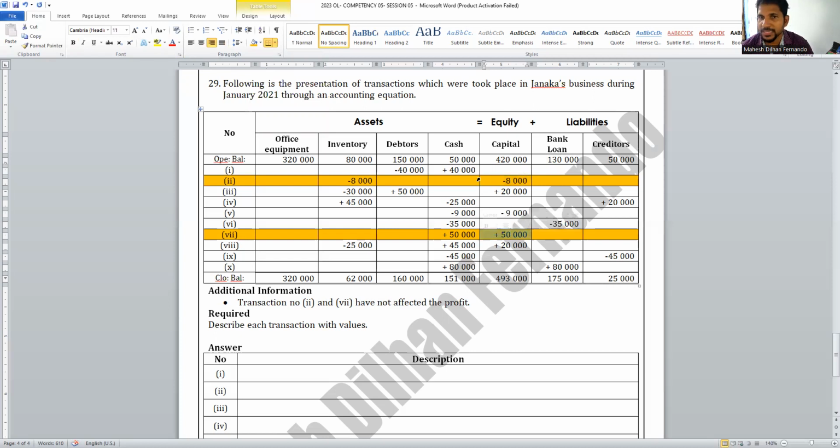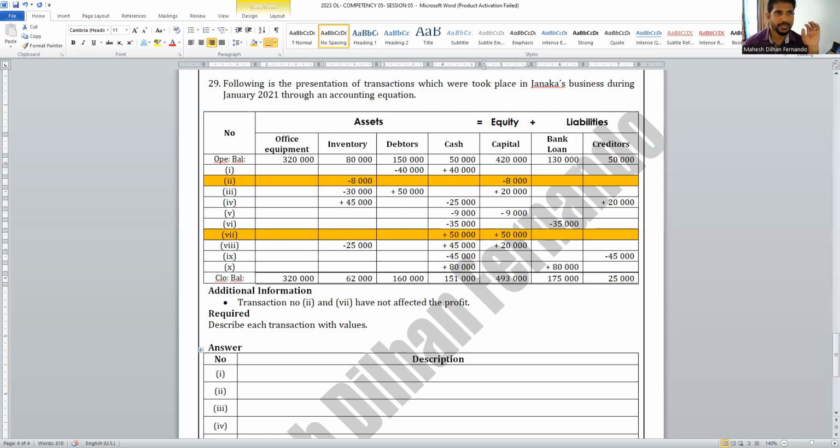It says this 8,000 should not be an expense because expenses affect the profit. Profit equals income minus expenses. So this 8,000 can't be a loss on destroyed inventory. It can't be an expense. And this 50,000 should not be an income. It has to be additional capital. Let me show how to describe transaction number 2 and 7.